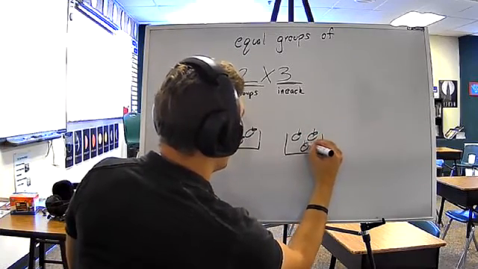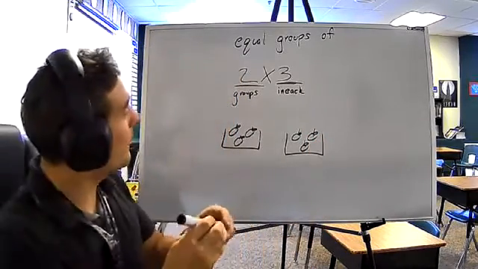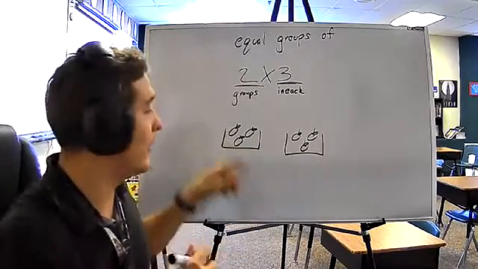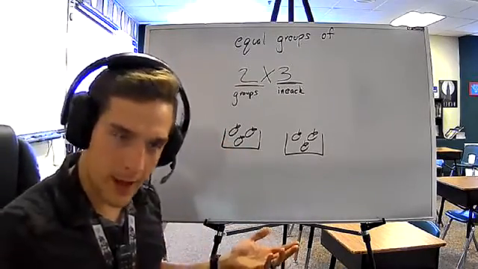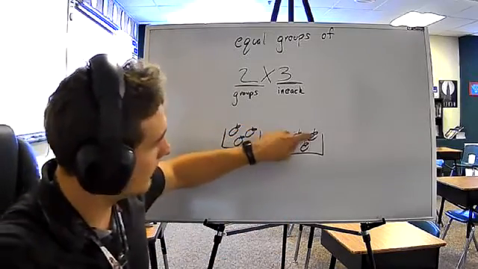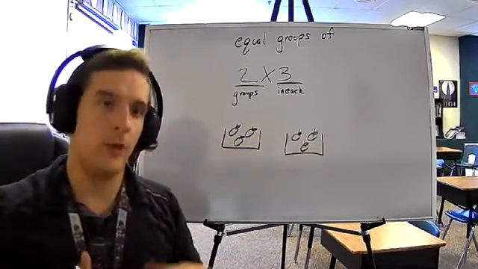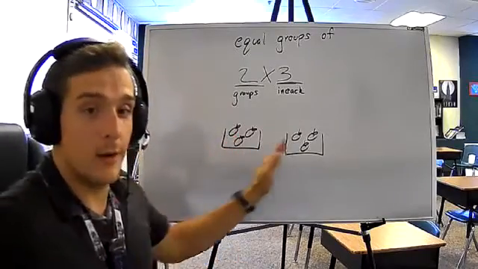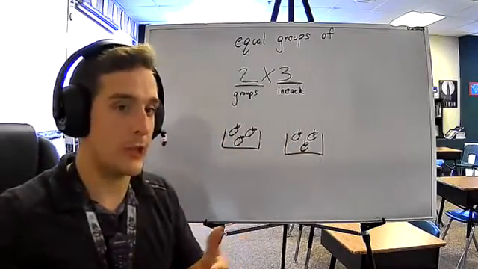The idea here is that we're trying to teach that we have 2 groups and there's 3 in each group, meaning how many total apples do we have? And we just count them up. We go 1, 2, 3, 4, 5, 6. Later on, we'll go into the idea of skip counting, but you could also just go 3, 6. So there's multiple strategies for this.